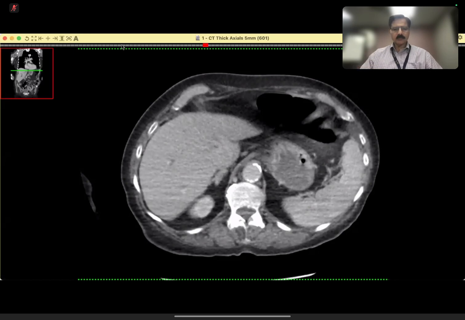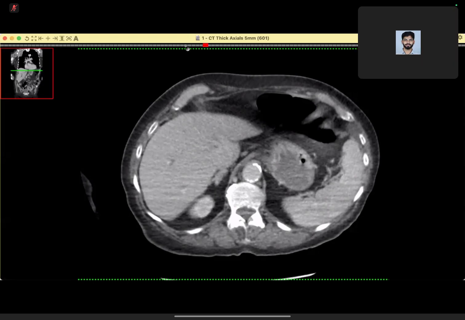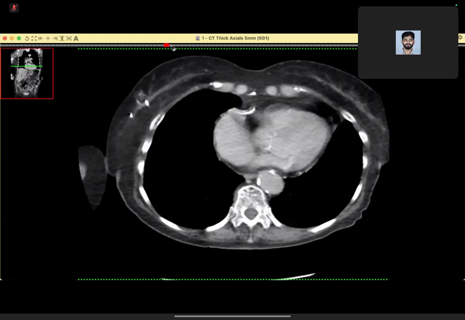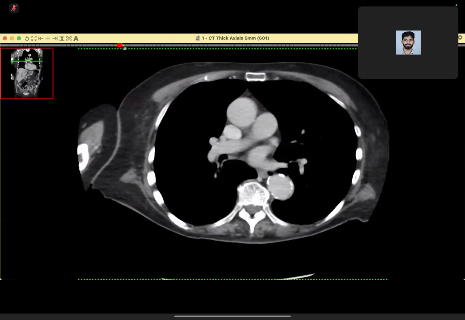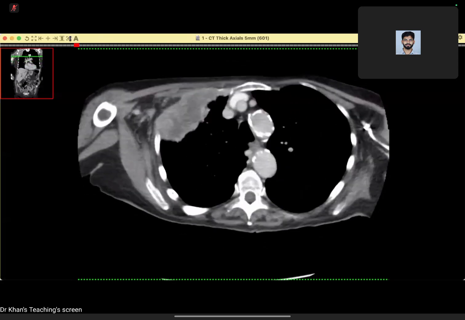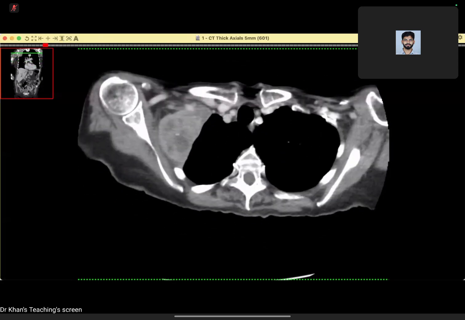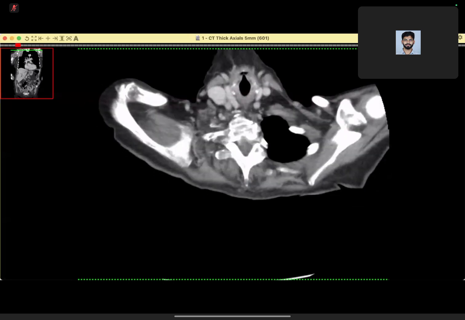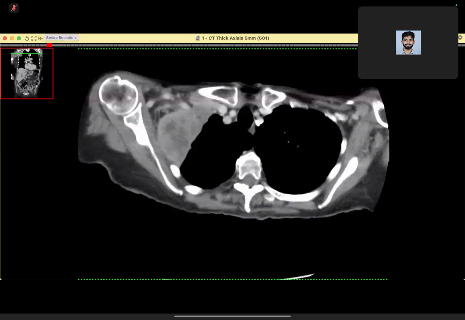Mouse is with you. Thanks. Provided are post-contrast axial sections of chest and abdomen in the same patient, going from top to bottom.